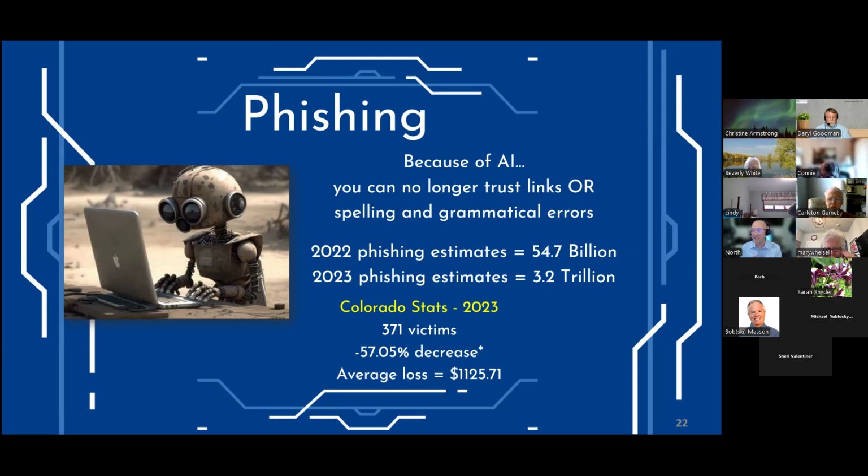That's actually a 57.5% decrease from 2022 to 2023. Can anybody tell me why, even though the number of fish quadrupled and then some, the number of victims is decreasing? Anybody want to take a guess at that? Because you've been presenting to them. They know better. Exactly, exactly.